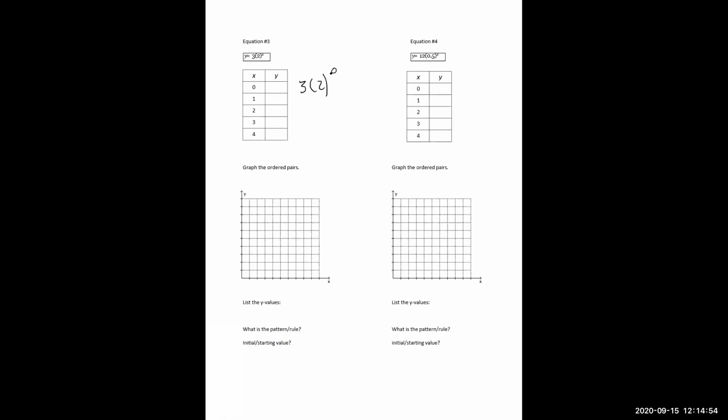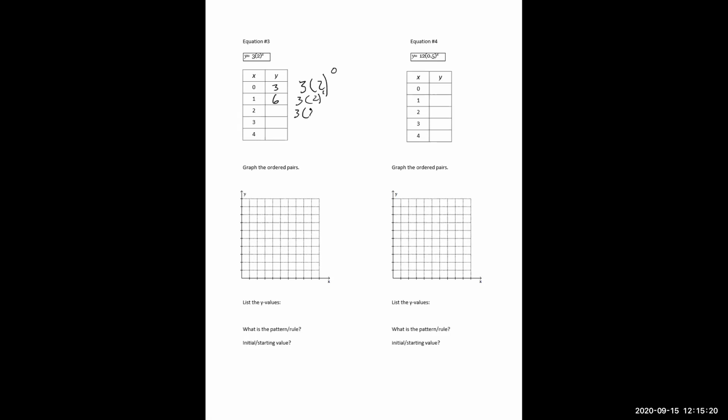3 times 2 to the 0. Remember, anything to the 0 is 1. So 2 to the 0 is 1, and 1 times 3 is 3. So now I have 3 times 2 to the first. Oh man, I did it again. All right. So remember, use rules of exponents here. 2 to the first is going to be 2. And then 2 times 3 is 6.